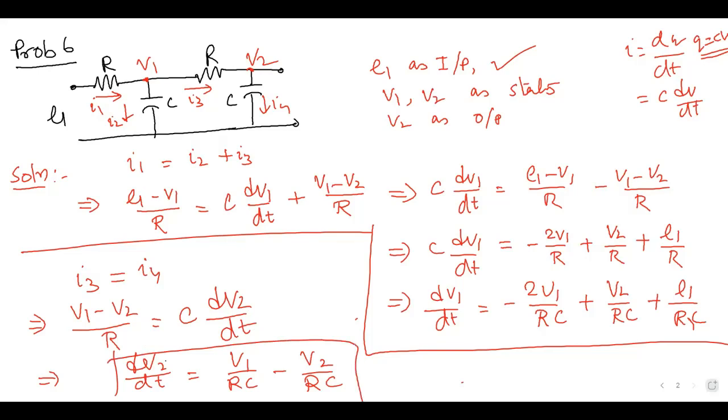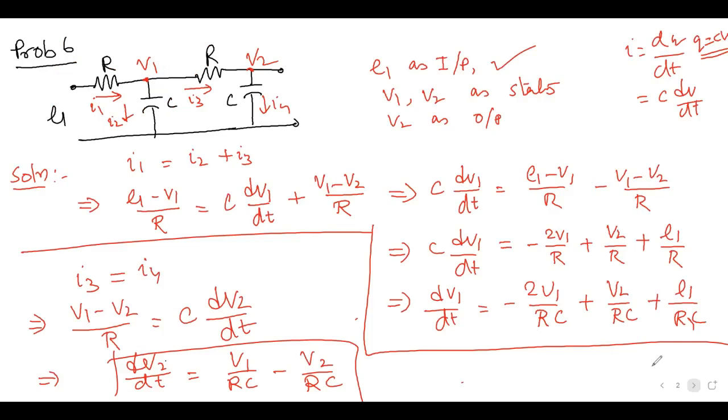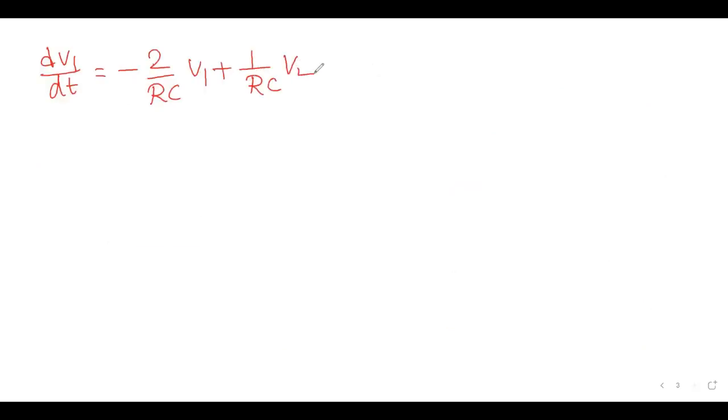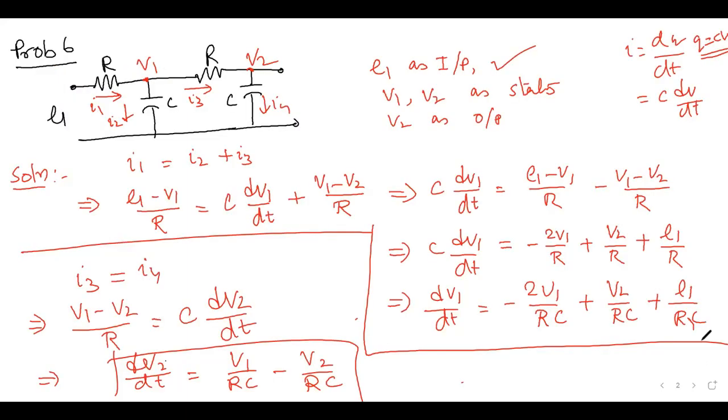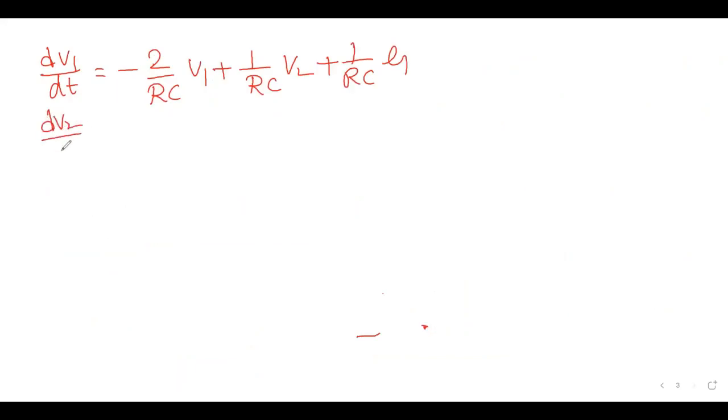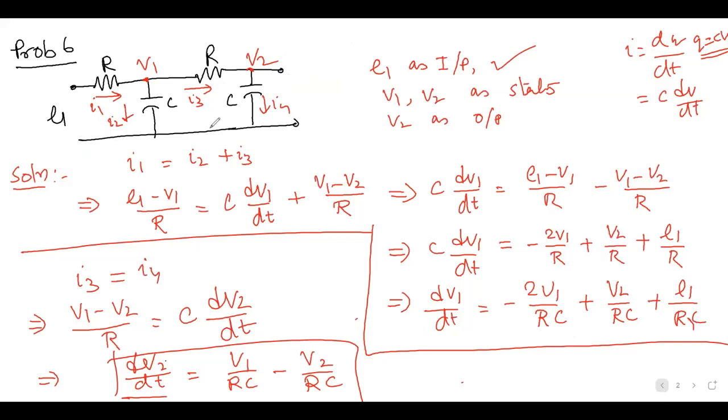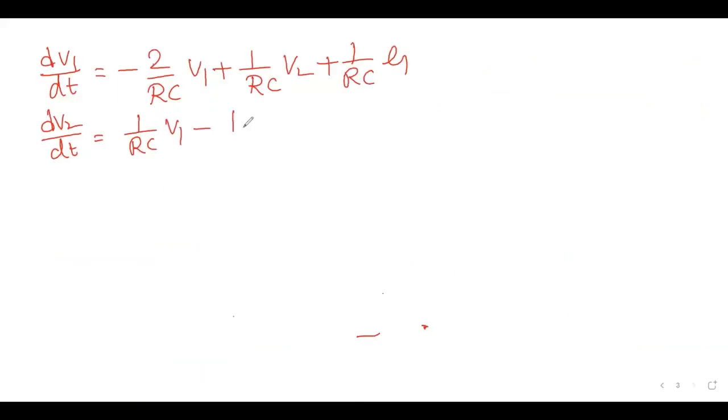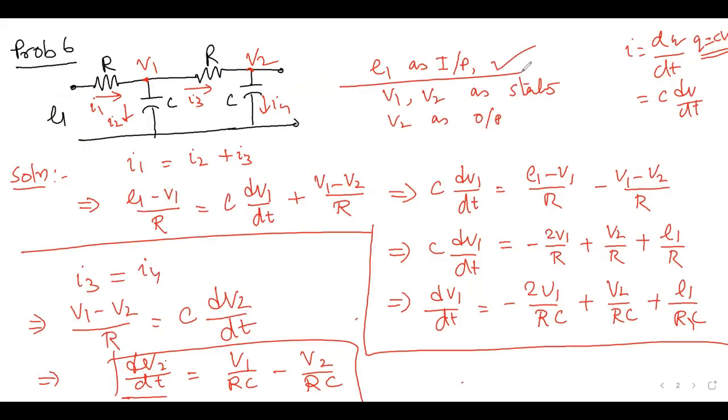So we have one equation: dV1 dt is equal to minus 2 by RC V1 plus 1 by RC V2 plus 1 by RC E1. And the second equation is dV2 dt is equal to 1 by RC V1 minus 1 by RC V2. Now you are asked to select E1 as an input, V1 and V2 as states, and V2 as the output.